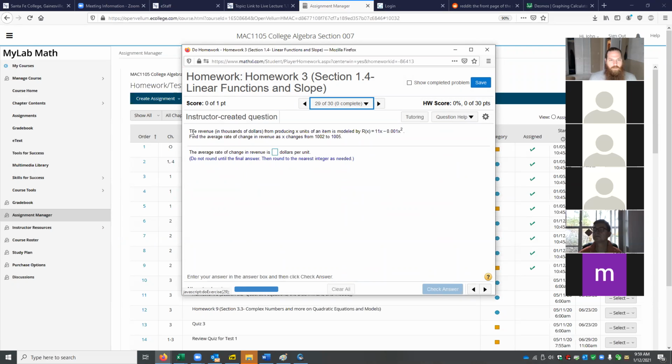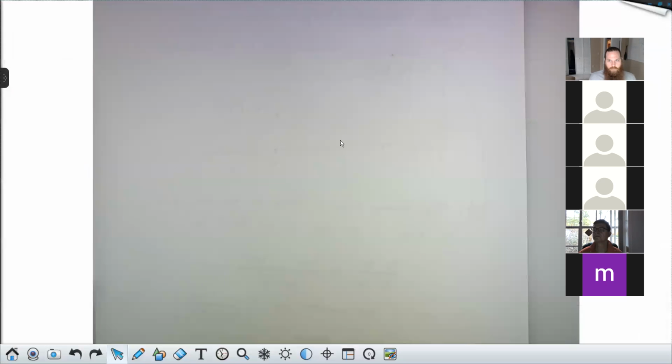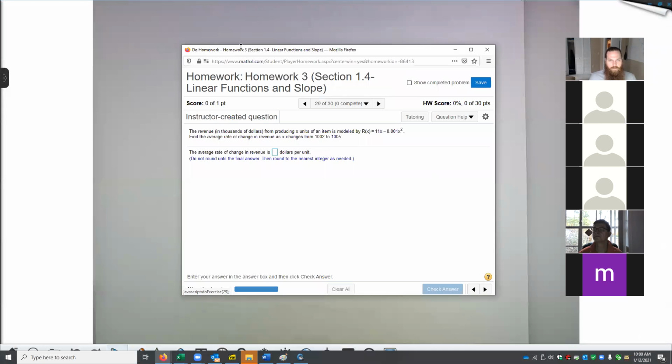Right. So here it says the revenue in thousands of dollars from producing X units of an item. So maybe they're making bicycles or loaves of bread or dog collars or something. From producing X things is modeled by the function R of x equals 11x minus 0.001 x squared. They want to find the average rate of change as x changes from 1002 to 1005. So I'm going to tab back over to the document camera.